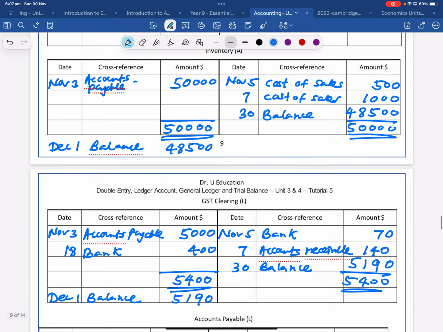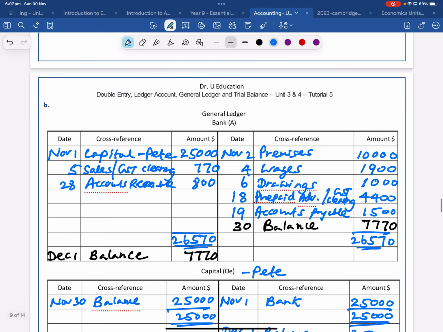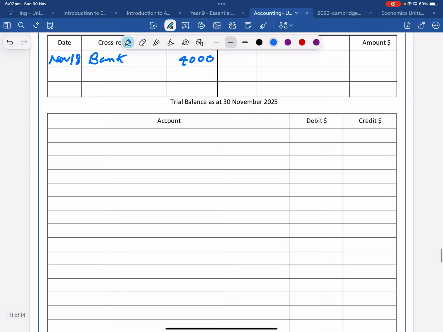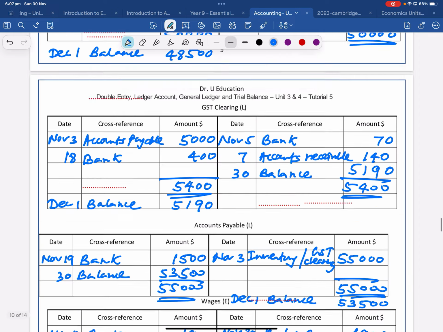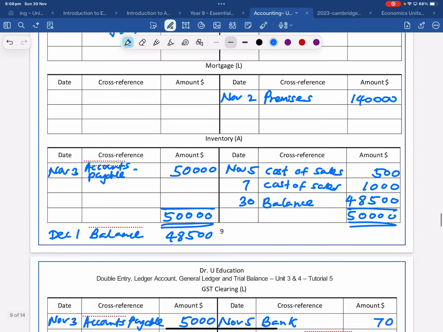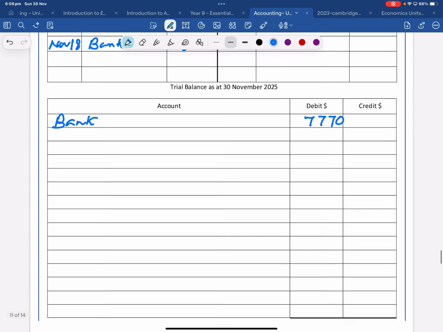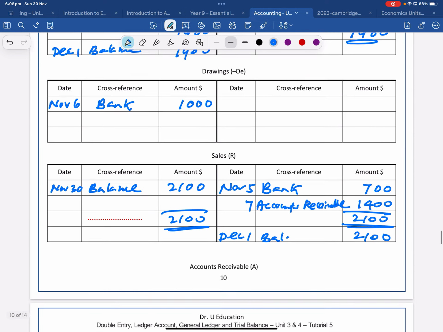Okay, so I'll start with the first one, guys. Bank 7770. Capital paid credit 25,000. So which balance are we taking, guys?